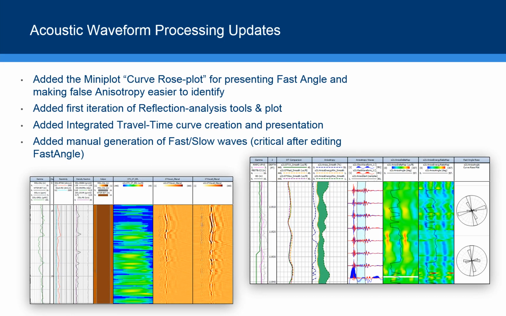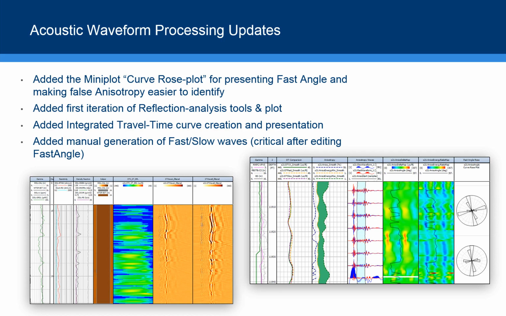There are several enhancements for the acoustic waveform processing module in IP 2018. These include the new presentation style of rose plots, designed specifically for curves and very often used for presenting fast angle, and helpfully make the identification of false anisotropies significantly easier.